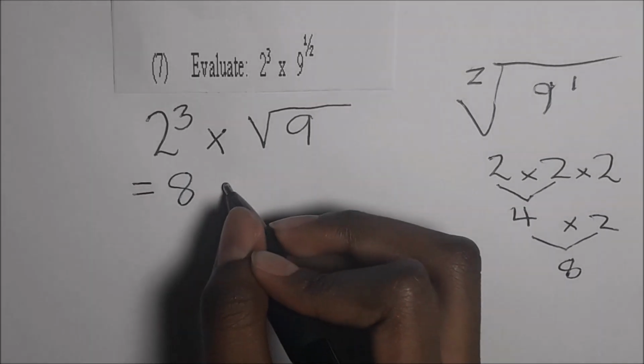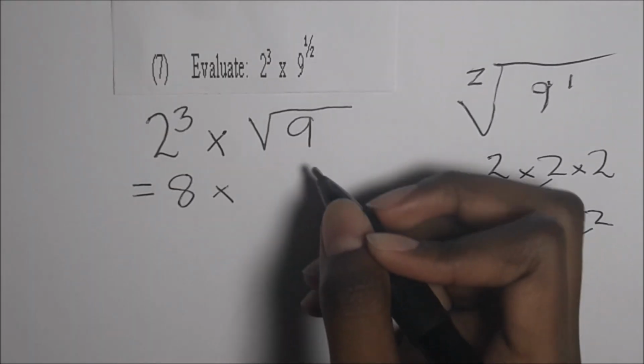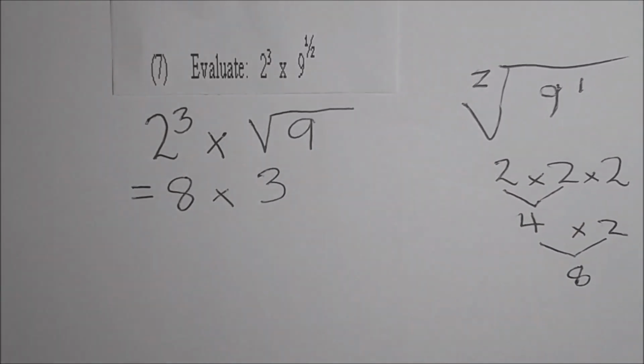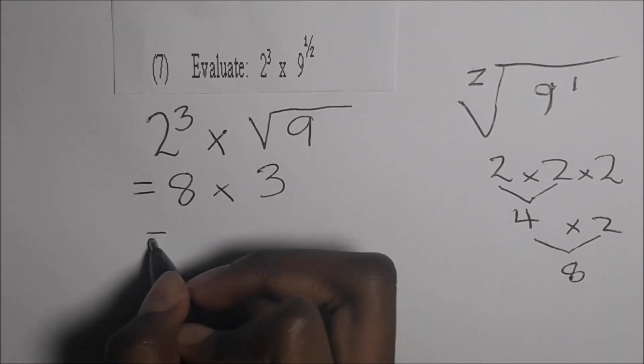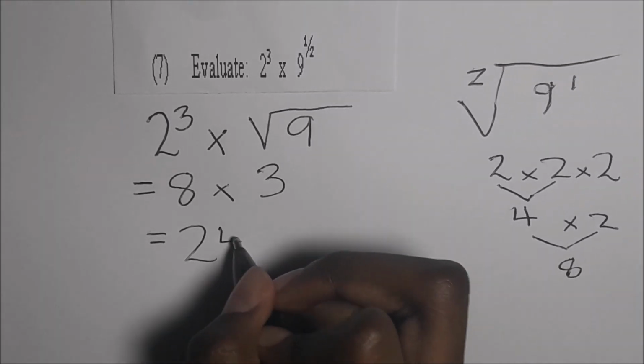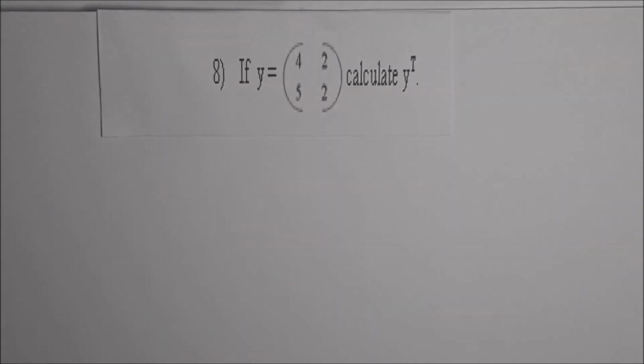Times. What's the square root of 9? 3. So put 3. 3 times 3 is 9. So the square root would be just take one of the 3's. Put the final answer. 8 times 3. 24. Very good. Okay, Rafaela, read number 8.